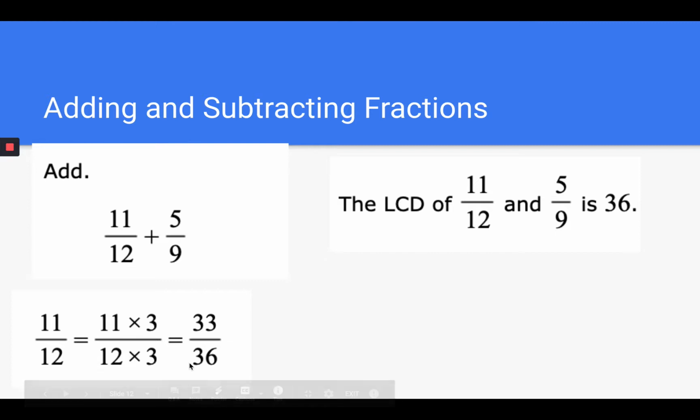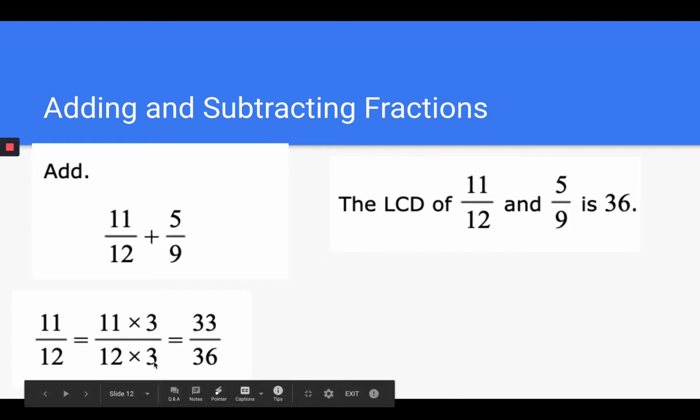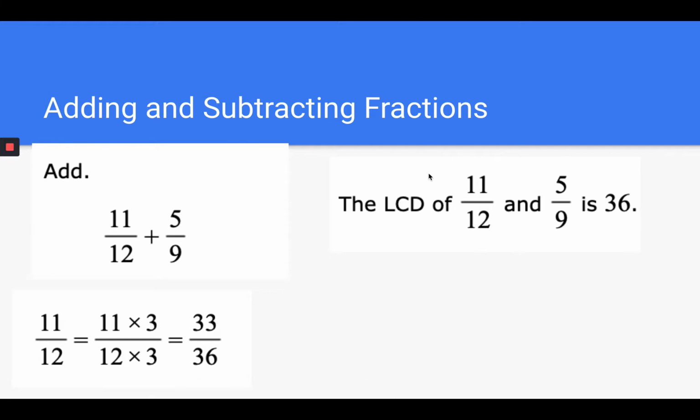And every math teacher says this: whatever you do to the bottom, you have to do to the top. That's this type of problem. It's adding, subtracting fractions. 11 times 3 is 33. This whole fraction, 11/12, I've changed into 33/36 by timesing both the top and the bottom by 3.